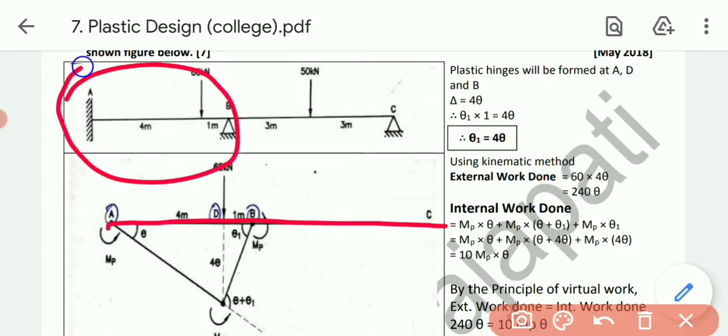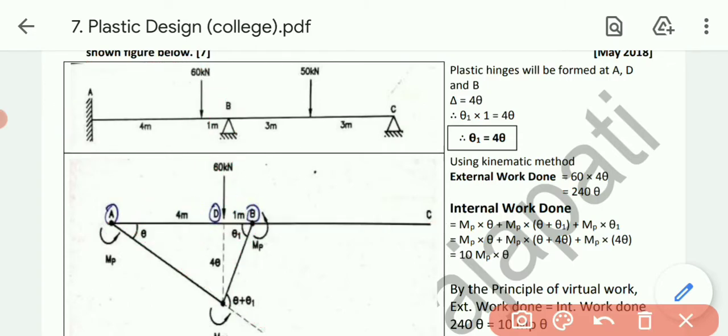Let's consider the span AB. So we need to draw it like this. Now, in this one we can see that the load is not a central point load, it is an eccentric load. So 4 meter at the left hand side, 1 meter at the right hand side. Let me highlight the figure properly. Say this one like this. Now this one is 4 meter, this one is 1 meter.